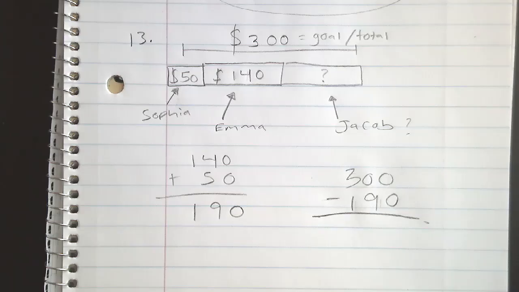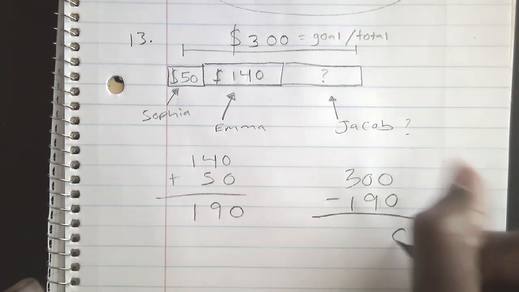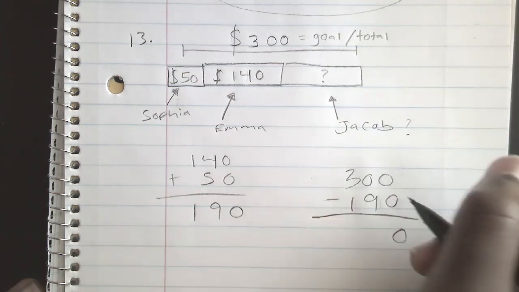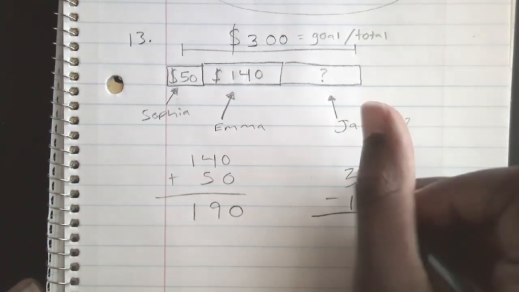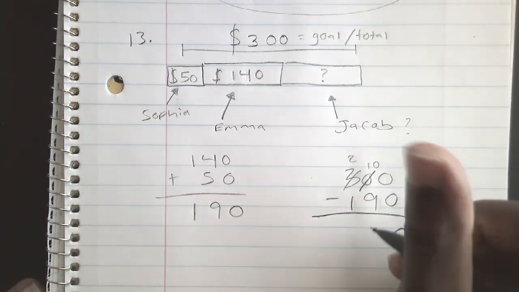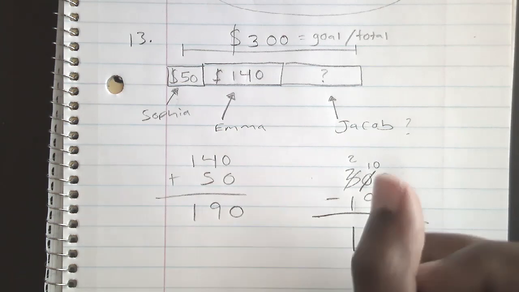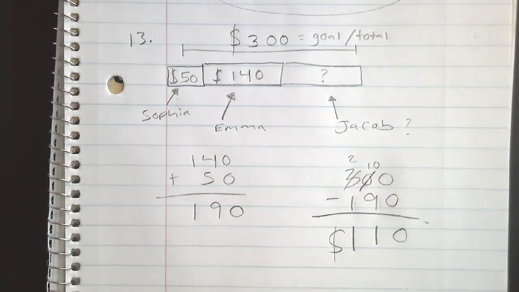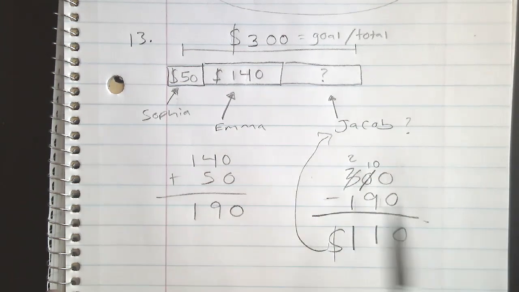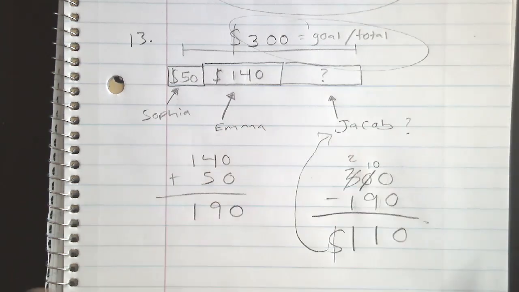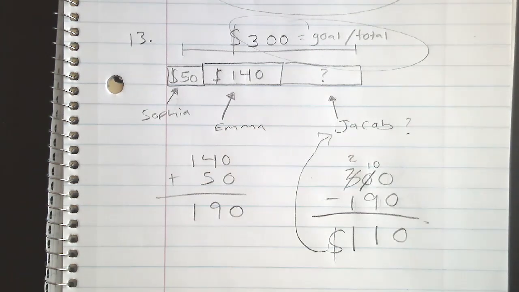And when we do that, you do 0 minus 0, which equals 0. And then you have 0 minus 9. Can you do that? Nope. You're going to make that a 10. You're going to make this a two. 10 minus nine, we know equals one. And then two minus one, we know equals one. So our answer is 110. But 110 what? $110. So Jacob needs to raise $110 for all of them to reach that goal of 300, okay? Based off the information that we were given.